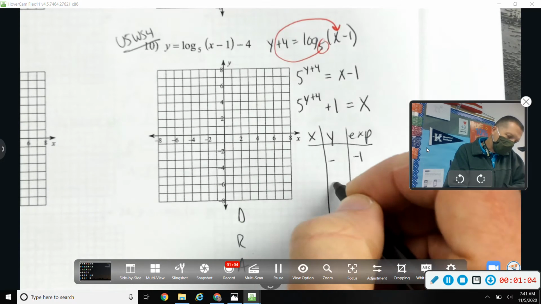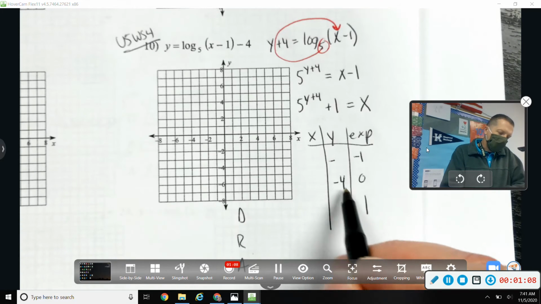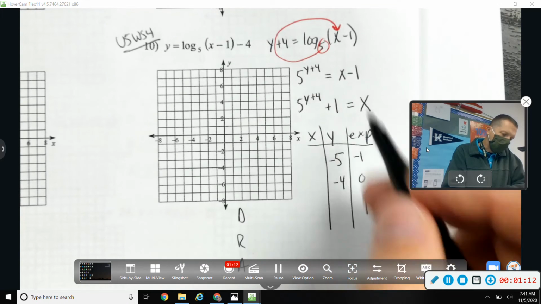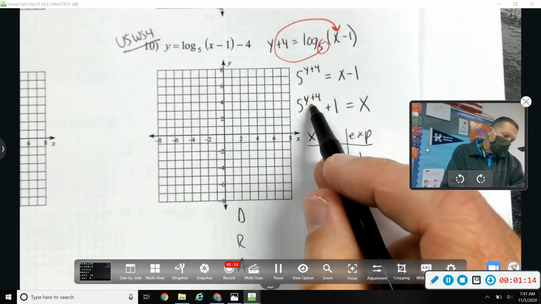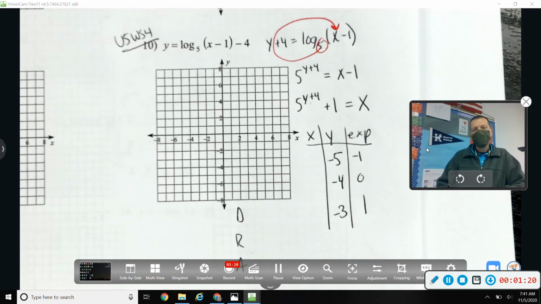So if y is -4, our exponent will be 0. If it's -5, it'll be -1. And if y is -3, the exponent would be 1. For some people, that's just the hardest part, just doing a little bit of mental math to make things work.